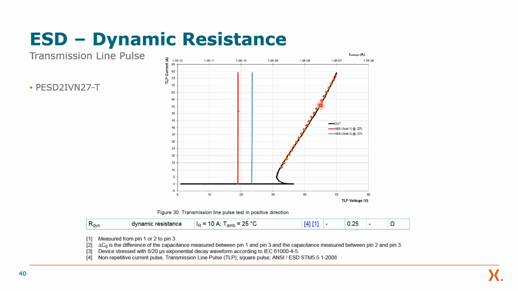This is the general rule. If you compare different devices, you should always consider to be as left as possible, because the more left you are, the lower is the clamping voltage. Here, for a given current, let's assume 40 amps, you arrive at 40 volts. And if you compare different devices, the more left you are, the better you are.